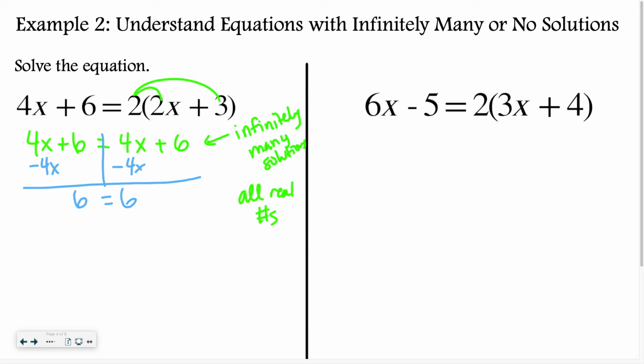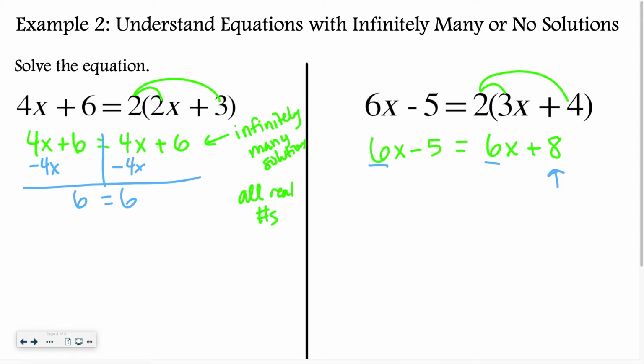We have 6x minus 5 equals 2 times the quantity of 3x plus 4. I'm going to start by distributing that. So I have 6x plus 8 on this side, and I have 6x minus 5. Now if you look at this, I have 6x minus 5 equals 6x plus 8. I noticed that the coefficient with the x, so remember coefficients, whatever numbers with your variable, our coefficients are the same on both sides. They're both 6, okay? But the numbers that are constants without variables are different.